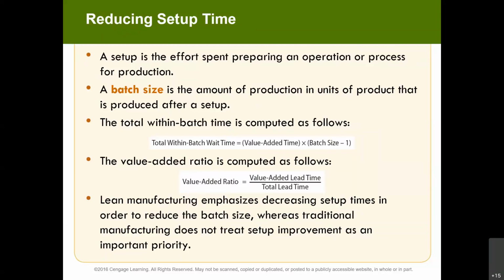The total within-batch time is computed by taking the value added time and multiplying it by the batch size minus 1. Now, as we already know from the value added ratio, we take the value added time divided by the total lead time. In lean manufacturing, the whole idea is to reduce setup times in order to reduce batch sizes, whereas in traditional manufacturing, we treat setup improvement as an important priority. Conceptually, the idea behind reducing the setup time is to save time, which saves money, right? That's the whole idea behind becoming a lean manufacturer.